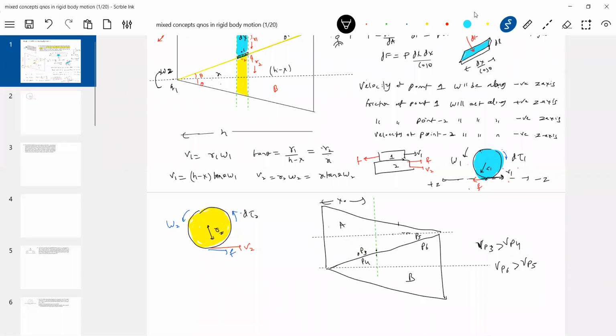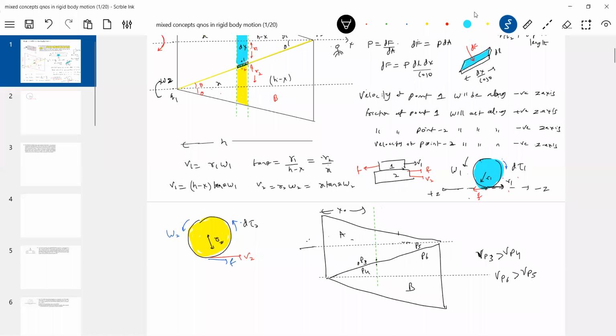The velocity of P3 is more than P4, no? So therefore, the torque should be, it's also three-dimensional. How to show that? P3 will be greater than P4. So the torque should act here. Tau dash, I'll write it. Tau dash. What about P5? P5 will be less than this one. So the torque on this will be this one. So like this, you see the torque.